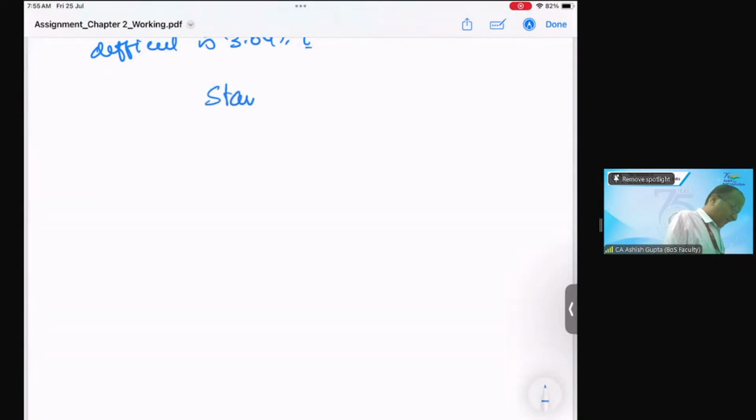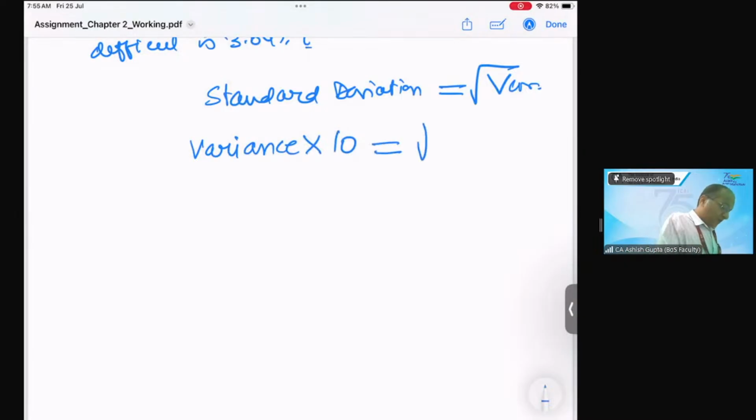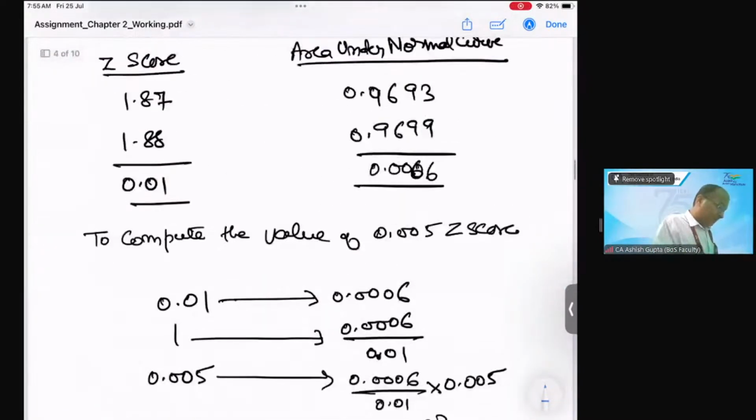when we talk about standard deviation, it is the square root of the variance. Okay, variance is a prime measure of volatility. So accordingly, if we have been given variance, then we shall multiply with the 10, and then we shall take the square root of both.